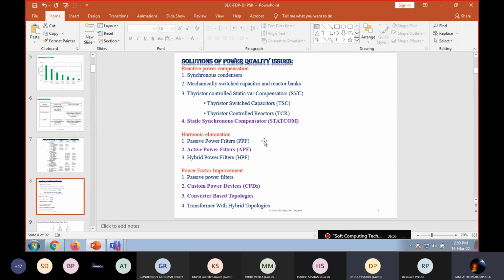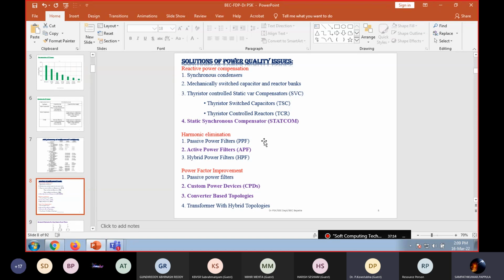One is the synchronous condensers. The second one is the mechanically switched capacitors and reactor banks. The third one is the thyristor controlled static VAR compensator, TSC and TCR. And lastly, the static synchronous compensator, that is the STATCOM.